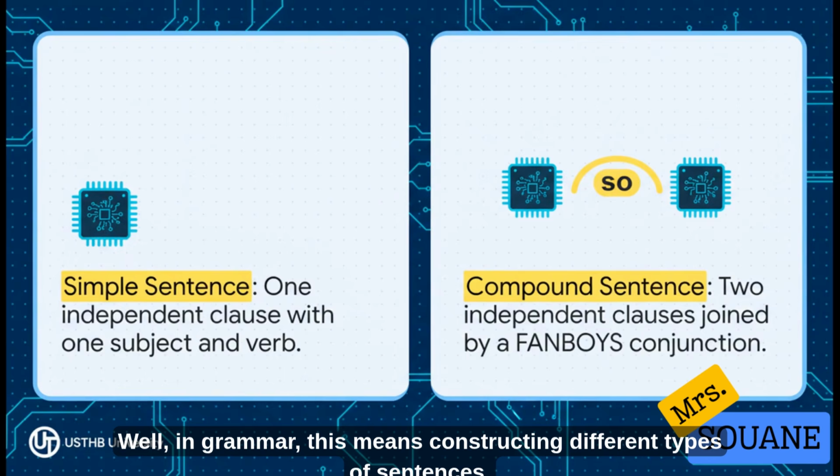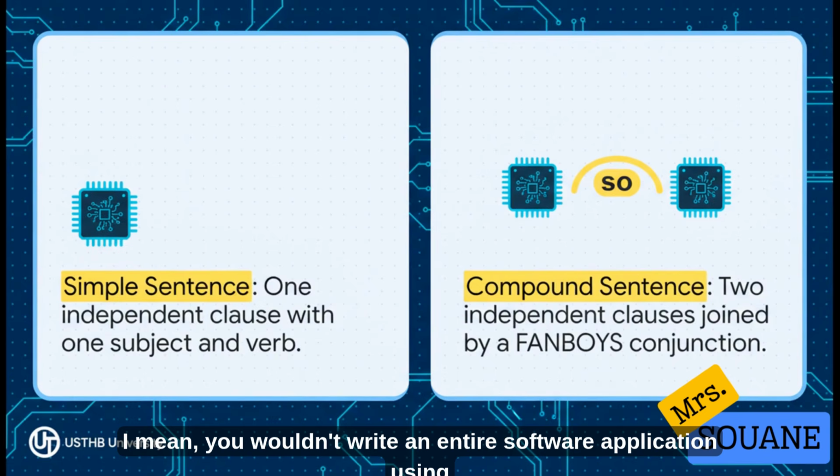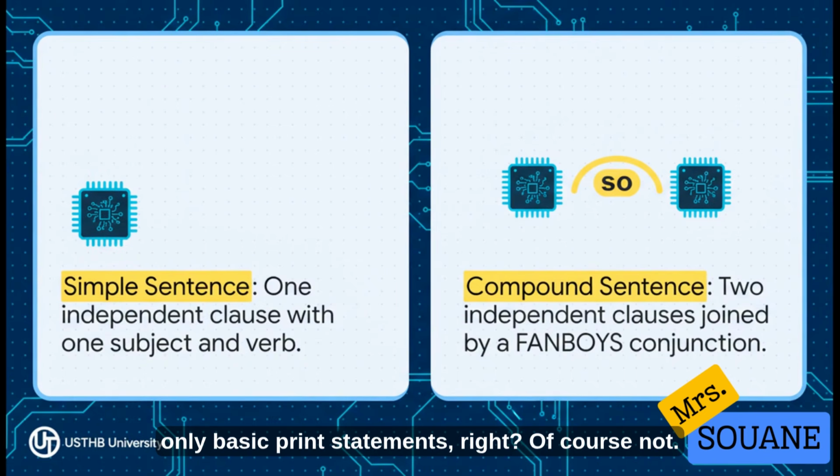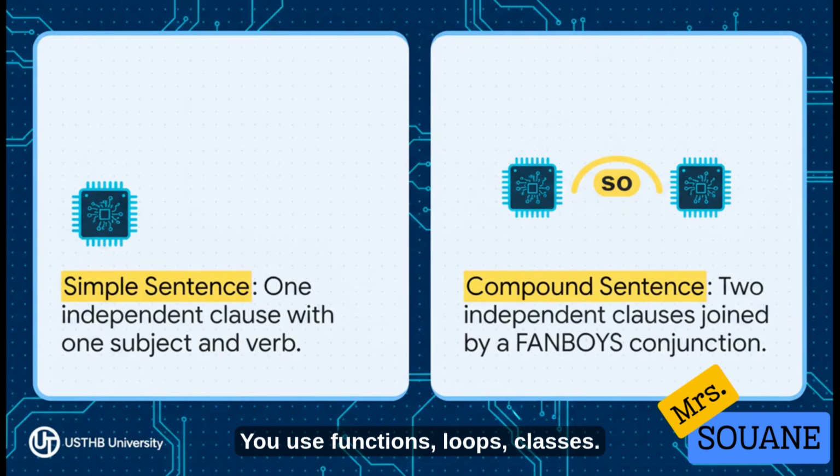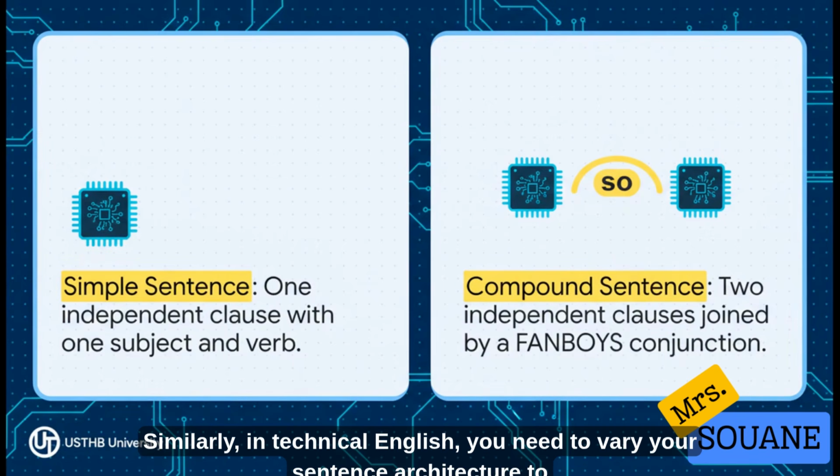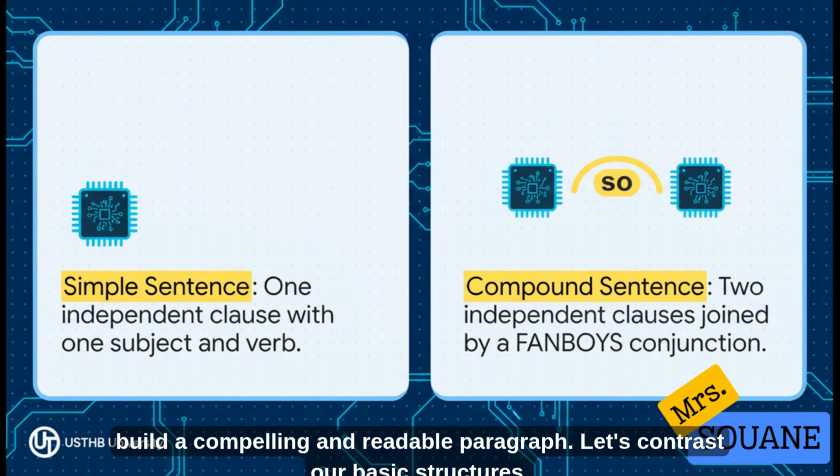Well, in grammar, this means constructing different types of sentences. I mean, you wouldn't write an entire software application using only basic print statements, right? Of course not. You use functions, loops, classes. Similarly, in technical English, you need to vary your sentence architecture to build a compelling and readable paragraph. Let's contrast our basic structures.